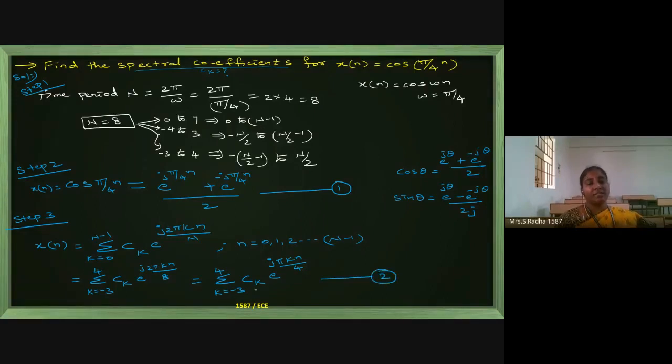I will expand equation 2. I will put k value minus 3, then minus 2, minus 1, 0, 1, 2, 3, 4. Like that I will expand. So first I will have to start with minus 3.